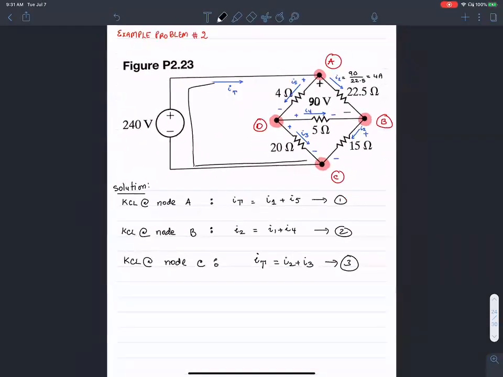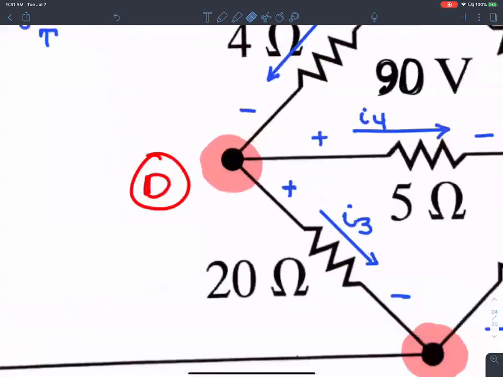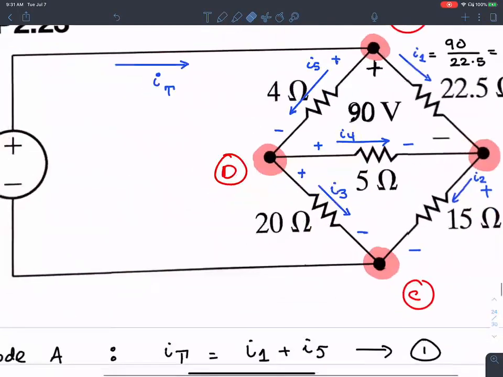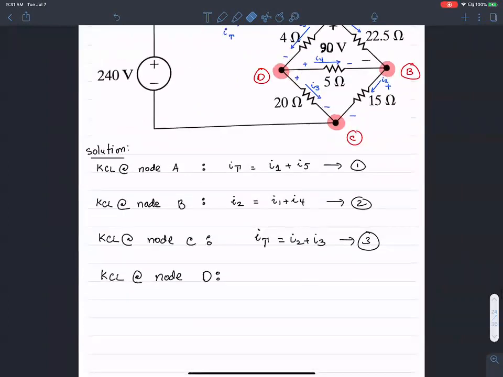So let's do KCL at node D. The current coming in is I5. That should equal the current leaving, I4 plus I3. So I5 equals I3 plus I4. This is my current equation number 4.